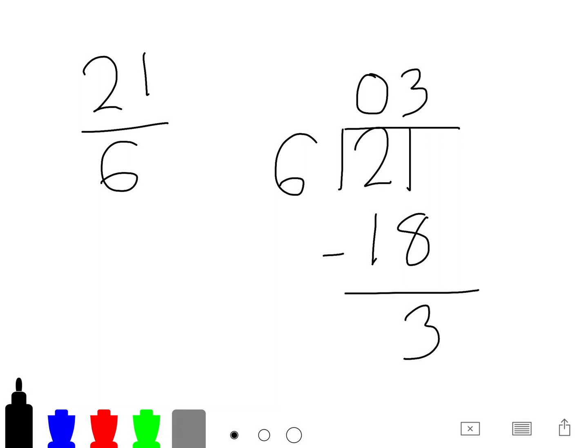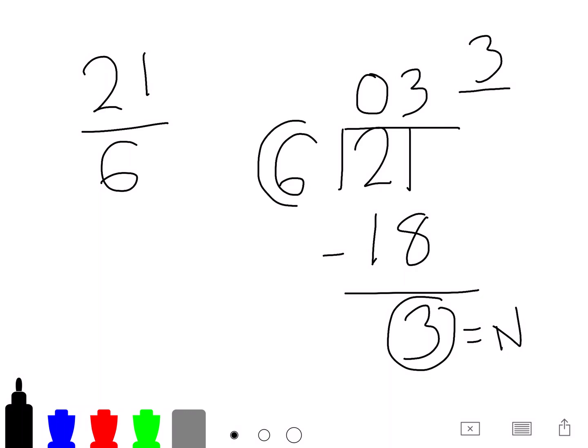And now this is the tricky part that sometimes kids can make mistakes with. This 3 is going to be your numerator. So I'm going to bring that up to this fraction. A lot of kids like to write remainder 3, but it's really easy to convert this into a fraction. So that 3 becomes your numerator, and this 6 over here, the number that you started with, it's still going to be your denominator. Okay, so your final answer becomes 3 and 3/6.